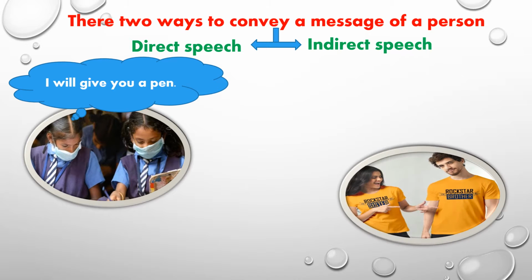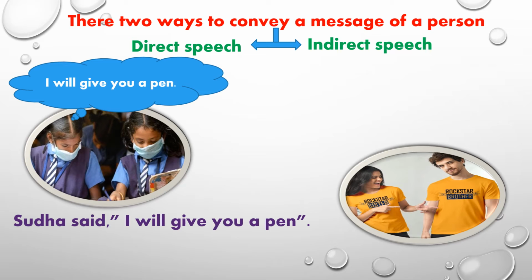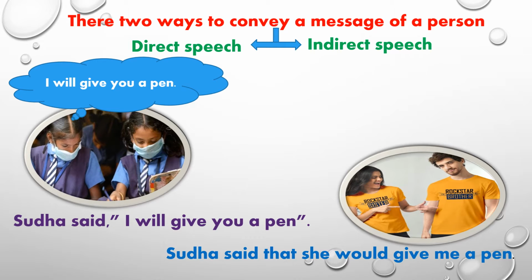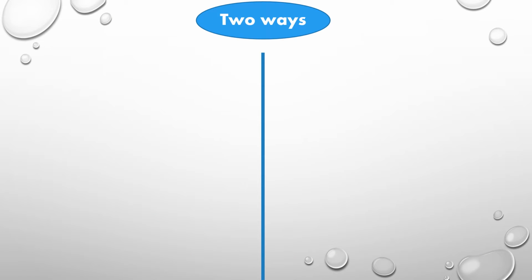You come home and you want to tell your brother what your friend told you. There are two ways to tell him. First one, Sudha said, "I will give you a pen." And another way, Sudha said that she would give me a pen. Two ways: the direct speech and indirect speech.